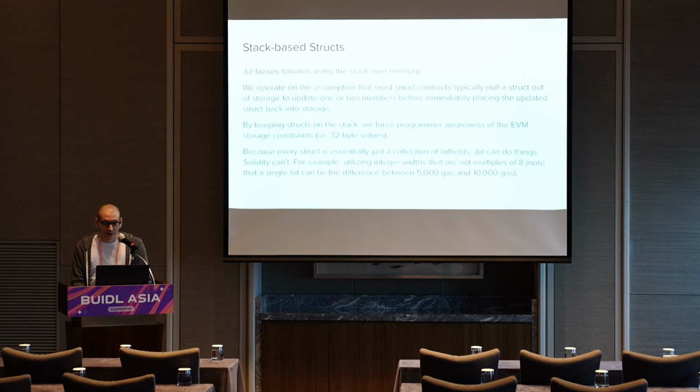So yeah, stack-based structs. Joule biases you towards using a stack over memory. And I briefly went over this. With most smart contracts, you're usually just pulling something out of storage, changing one thing, and then writing it back to storage. So it doesn't really make sense to have really over-engineered structs unless you're doing something very interesting. The other thing is by keeping structs on the stack, you have a forced awareness of the fact that you cannot go over 256 bits. If you go over 256 bits, that's an extra sstore.